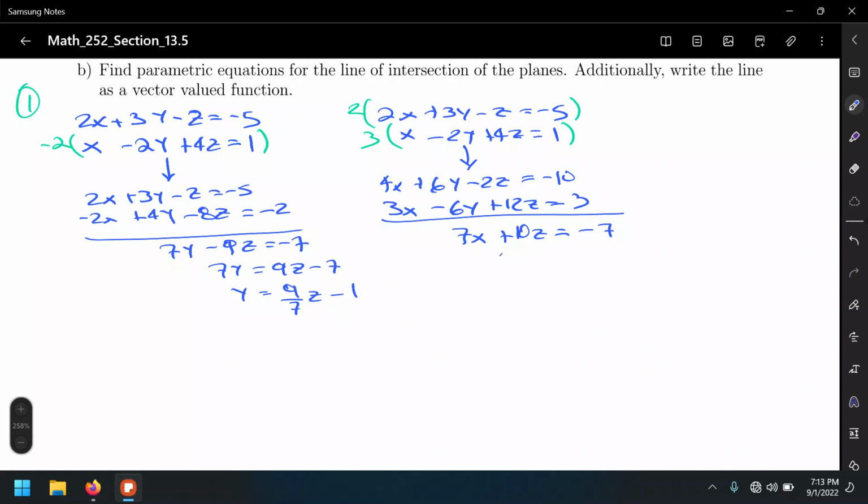And solving for x, that's 7x equals negative 10z minus 7, and x equals negative 10/7 z minus 1. So what are we doing here? We're writing both y and x in terms of z.